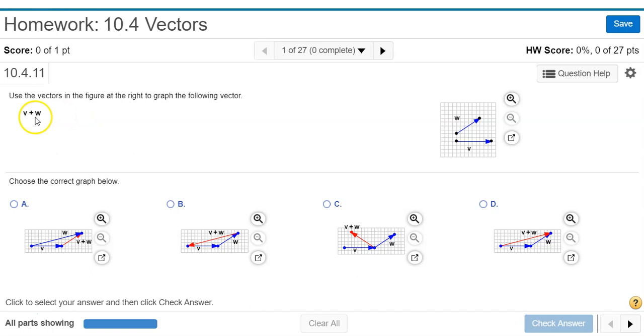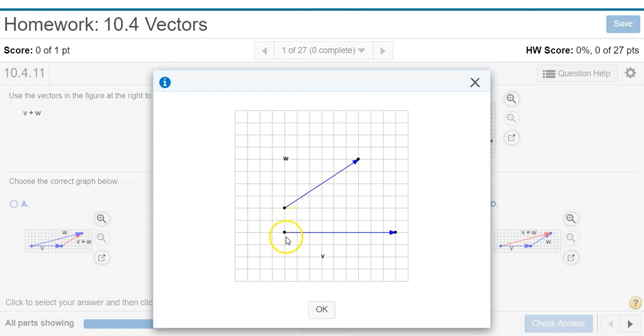So this first problem is asking us to add v plus w. So here are our vectors. Vector v is just an arrow that runs horizontally 1, 2, 3, 4, 5, 6, 7, 8, 9 units. And then vector w has two directions. It runs both vertically and horizontally. So we take both of those into account. So you have vector v, which is 9 units going to the right, and then vector w, which goes to the right 1, 2, 3, 4, 5, 6 units, and it goes up vertically 1, 2, 3, 4 units.